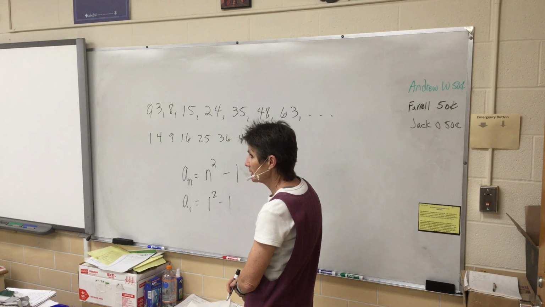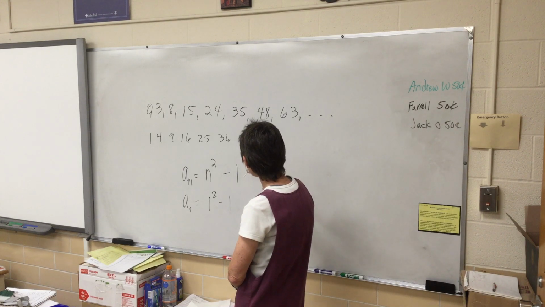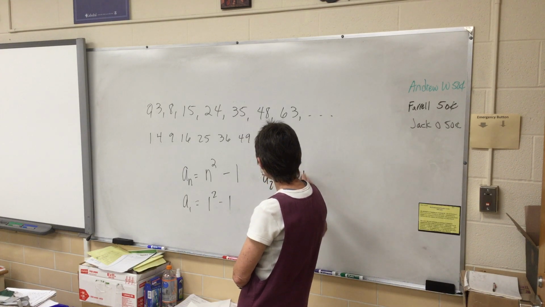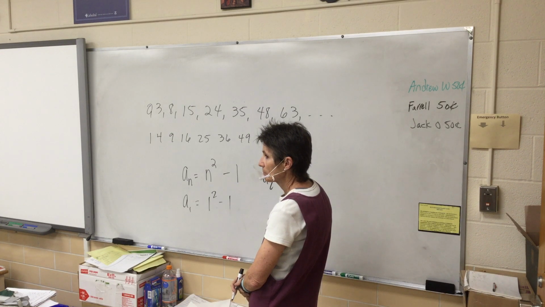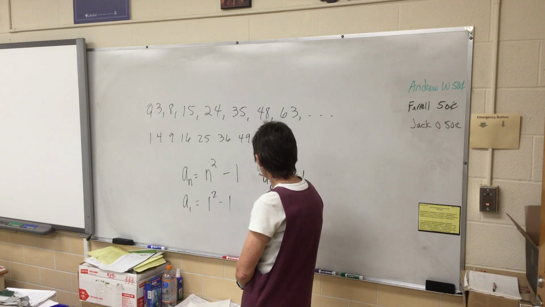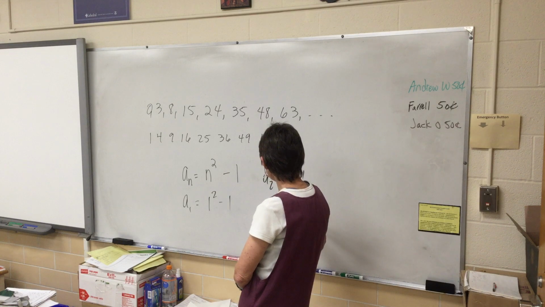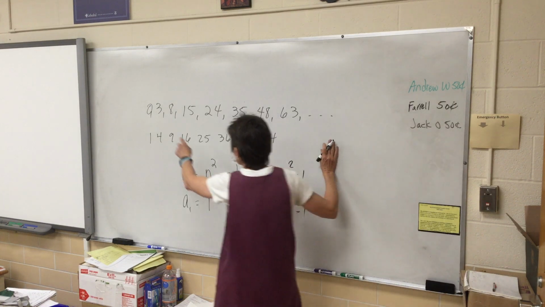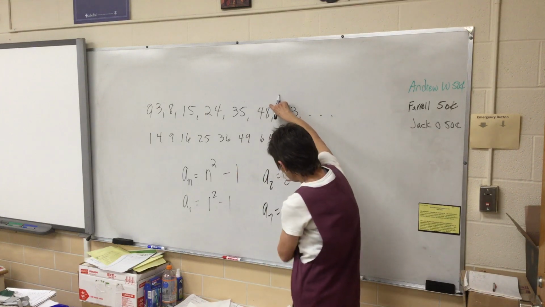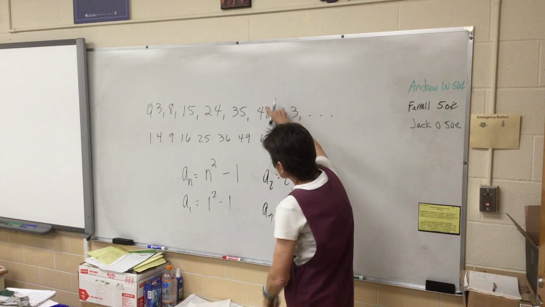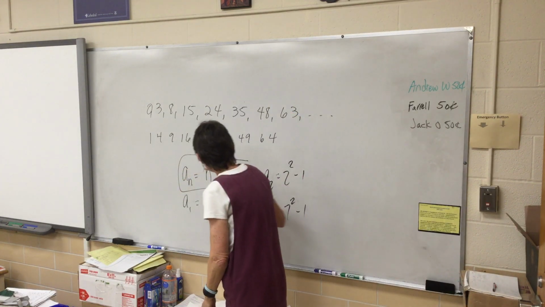I'm checking my formula to see if it works. The second term should be 2 squared minus 1. Is it? The seventh term is 7 squared minus 1. Let's see. 1, 2, 3, 4, 5, 6, 7. Right there's the seventh term. So this is your explicit formula.